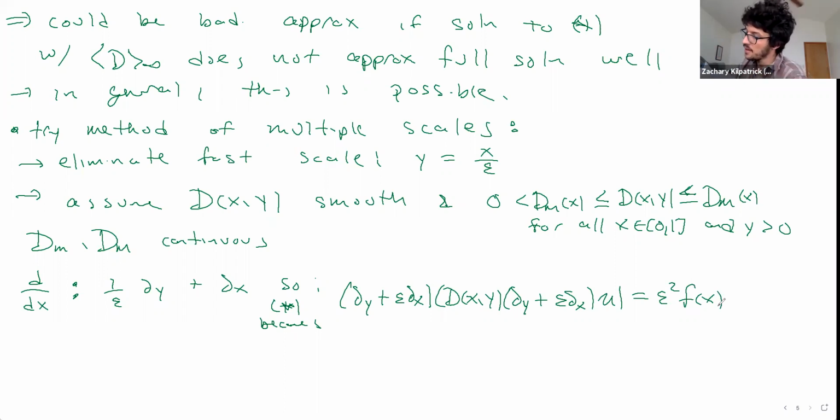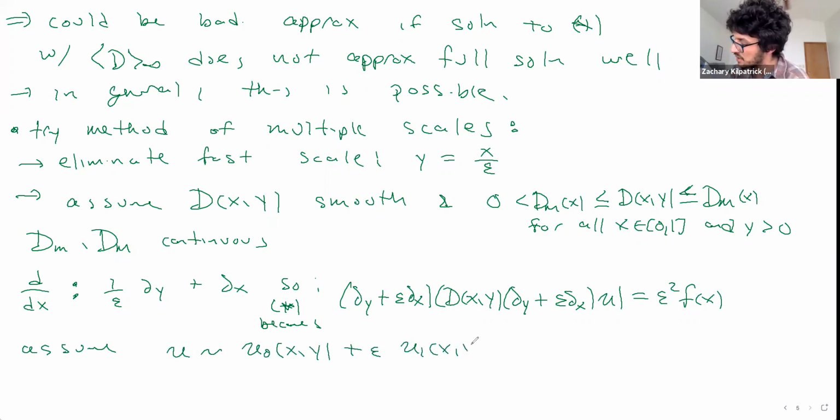Now, as you might imagine with the method of multiple scales, we also need to expand our actual solution, and we'll just try a regular perturbation expansion to start with. So we'll assume that u is approximated by u0 of x,y plus epsilon u1 of x,y plus epsilon squared u2 of x,y, and so on up the chain. And that u0, u1, and u2 are smooth and bounded and all of that.